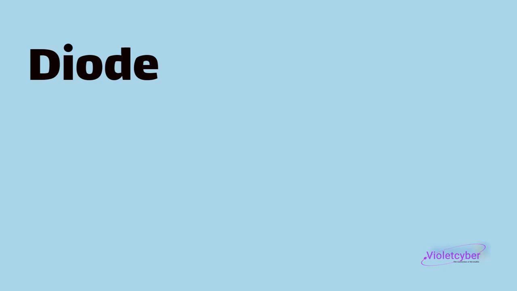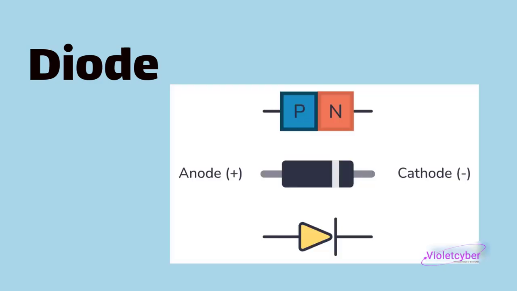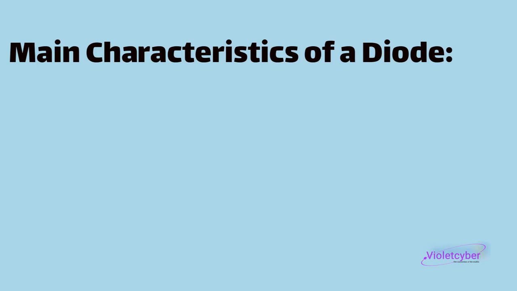What is a diode? A diode is an electronic component that allows electrical current to flow in only one direction and prevents current from flowing in the reverse direction. In other words, a diode functions as a one-way switch. Diodes are made up of different types of semiconductors, p-type and n-type, that are joined at the point known as the p-n junction.